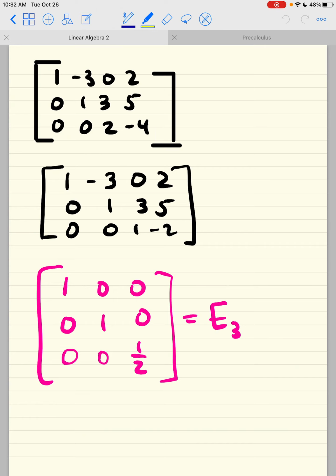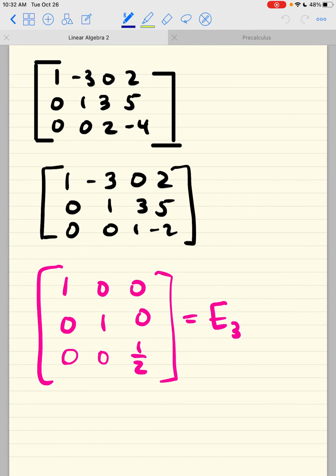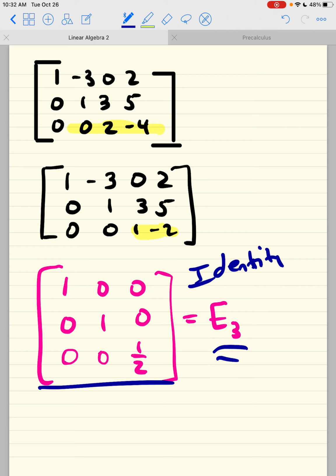And so far we have this one here: 1, negative 3, 0, 2, 0, 1, 3, 5, 0, 0, 2, negative 4. The next part is I'm going to want the 1 right here because I already have my zeros down here. So I'm going to divide everybody by 2 or multiply it by a half. Once you multiply all of this by a half, you get this. So all you want to do is take the identity matrix and multiply the bottom row of the identity by a half. And with that being said, now we are good with E3.